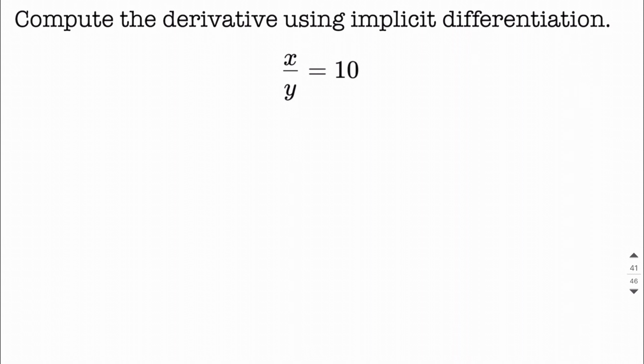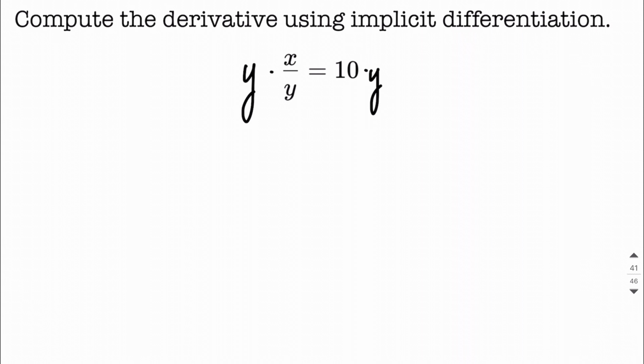Let's use implicit differentiation to find the derivative of this equation. We have x over y equals 10. I'm going to start this out, and this is definitely not the only way you can start this out. We could use the quotient rule on the left-hand side, but instead what I'm going to suggest is let's go ahead and just move the y to the other side.